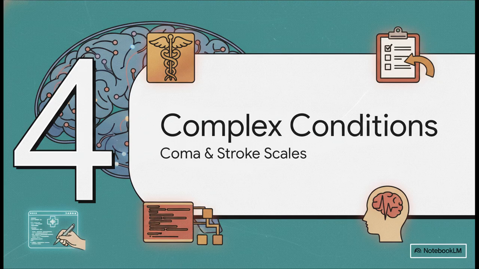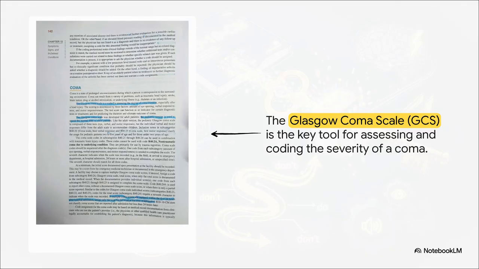All right, so we've nailed the everyday rules for signs and symptoms. Now let's level up a little bit. Chapter 18 also covers some more complex situations, like coding for a patient in a coma, which requires a very specific sequence of codes that you've got to get right. So, when a patient is in a coma, it's not enough to just say coma. We need to communicate how severe it is. And the main tool for that is the Glasgow Coma Scale, or GCS.